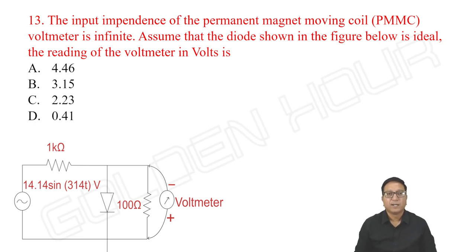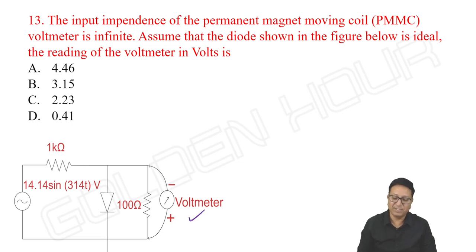The input impedance of the permanent magnet moving coil (PMMC) voltmeter is infinite. Assume that the diode shown in the figure below is ideal. The reading of the voltmeter is?